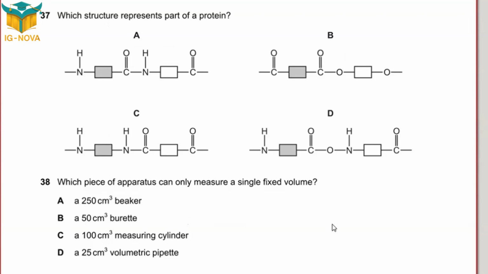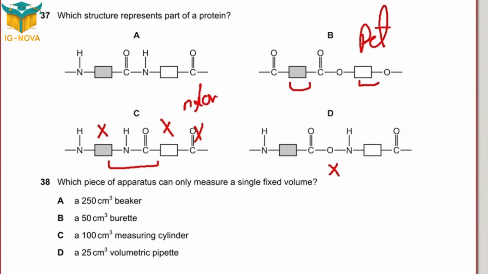Protein: an amino acid has a carboxylic group and an amino group. This is a diamine. This is a dicarboxylic acid, or dioic acid. And this is nylon, a weird structure. Diol, dicarboxylic acid, and this is PET. So nylon, PET. So polypeptide or protein is A.